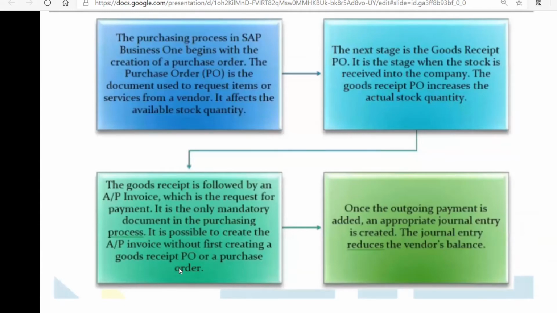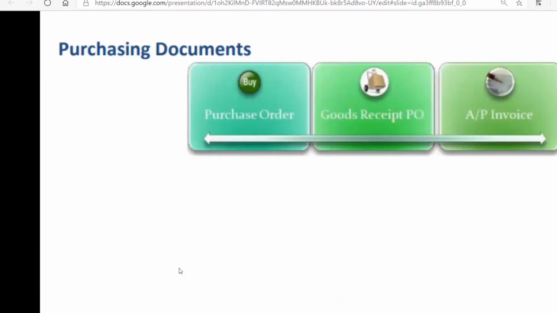So if you create an AP invoice without reference to the goods receipt, it will increase the quantity of our stock, and the goods returns would reduce the actual levels ng ating stock. So sa AP, credit memo lang yun. Hindi naman yun nag-change. It will just create a liability. So, hindi niya nag-change yung stock mo. So, ito yung gagawin natin, which is first, the purchase order.